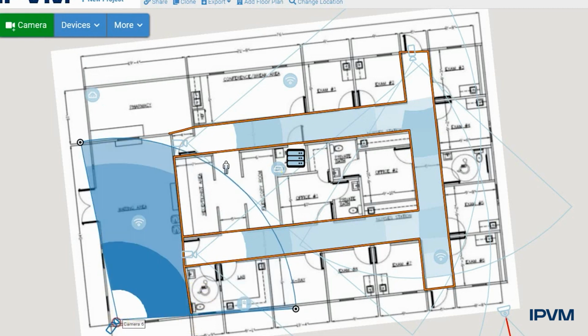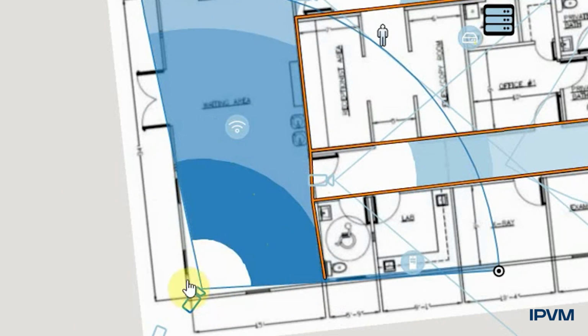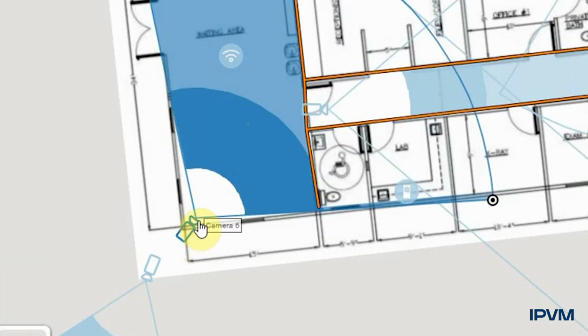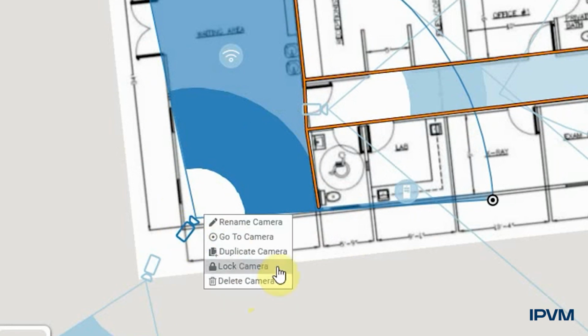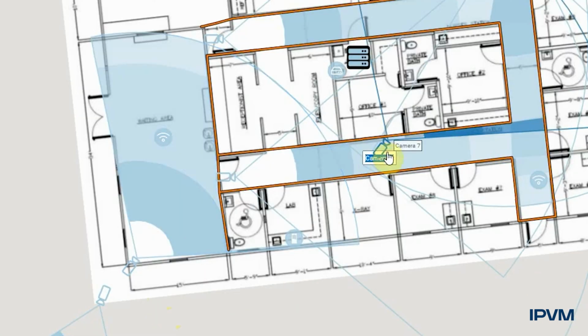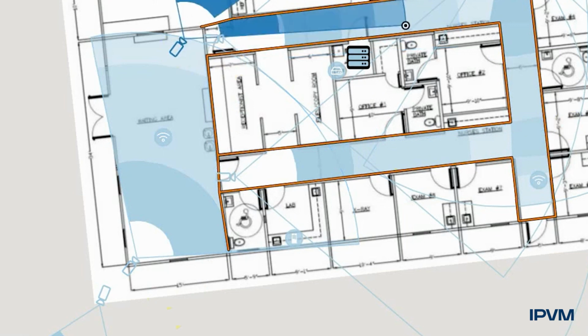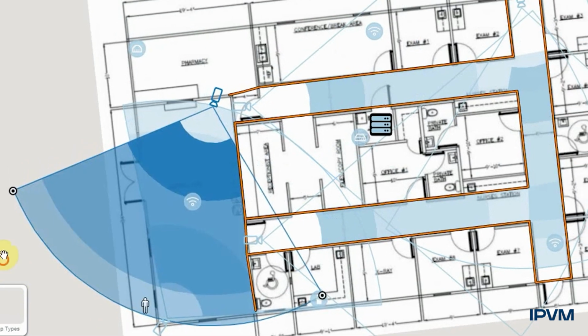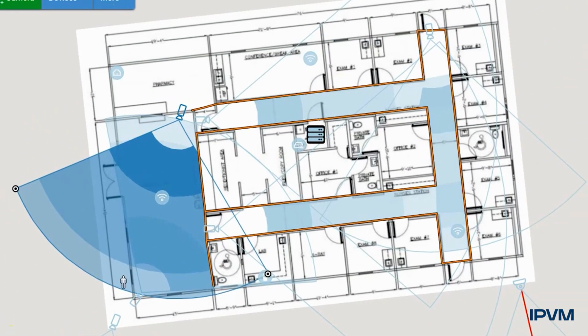So now we can see our blind spot is much smaller with this wider field of view, but we still are blind to a spot 6 feet from the front of the camera. What we can do to address that is duplicate our camera again, and then we'll put one in the opposite corner that is looking back in this direction, and we can see that now we have our coverage. And once again, I'm going to add in a few more walls just to complete our room.